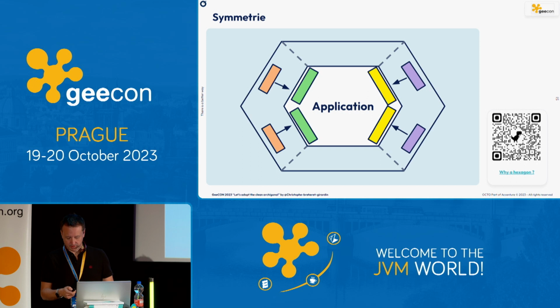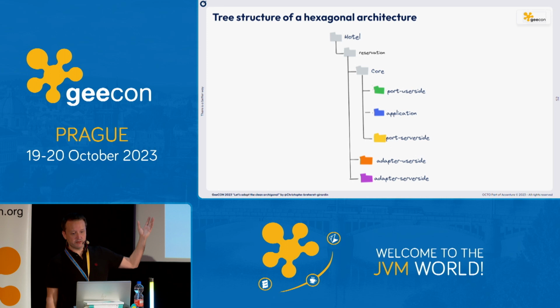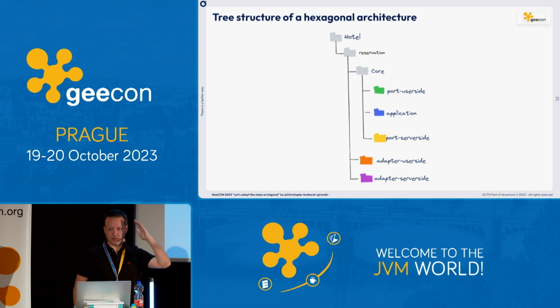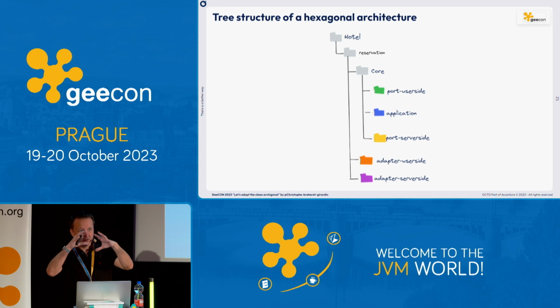This is a tree structure, for example. I have my hotel reservation, and the core is the hexagon. So I have my port user side, that is an interface, my port server side, also an interface, and in the middle, the application, your business model, whatever. And then you have the adapter user side and adapter server side.